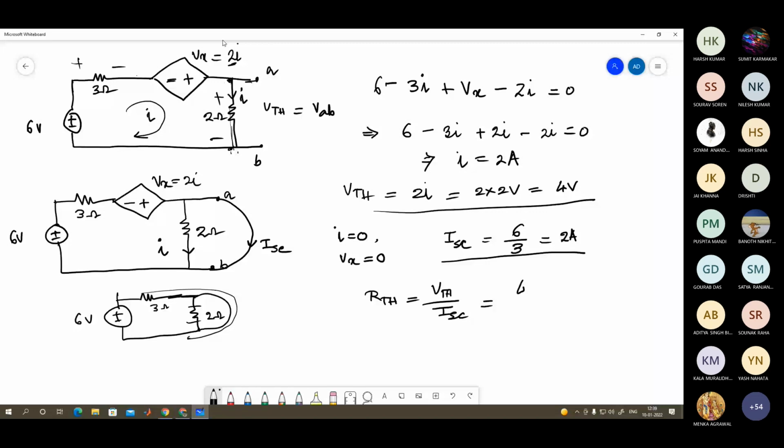So whenever these things happen, you will find in some cases with dependent sources that particular branch voltage may turn out to be 0 when it is a voltage dependent or current source. The particular branch current may turn out to be 0. So accordingly, your source may be inoperative in that case. Okay. So that you have to take care.